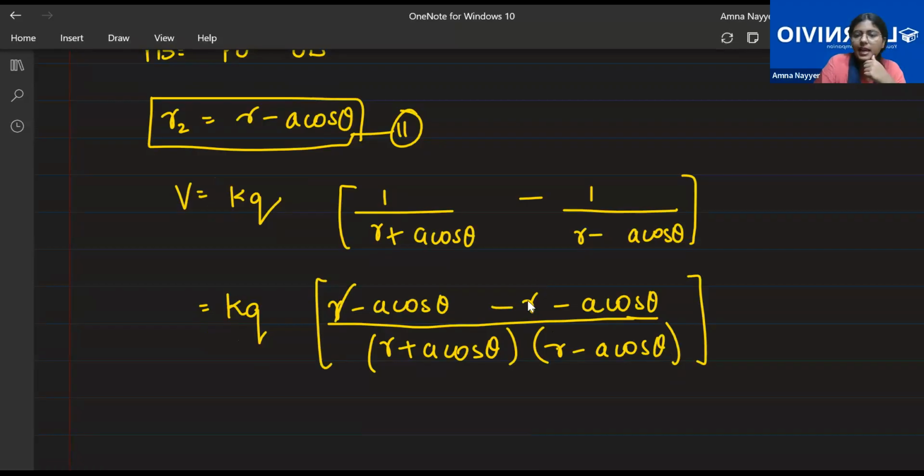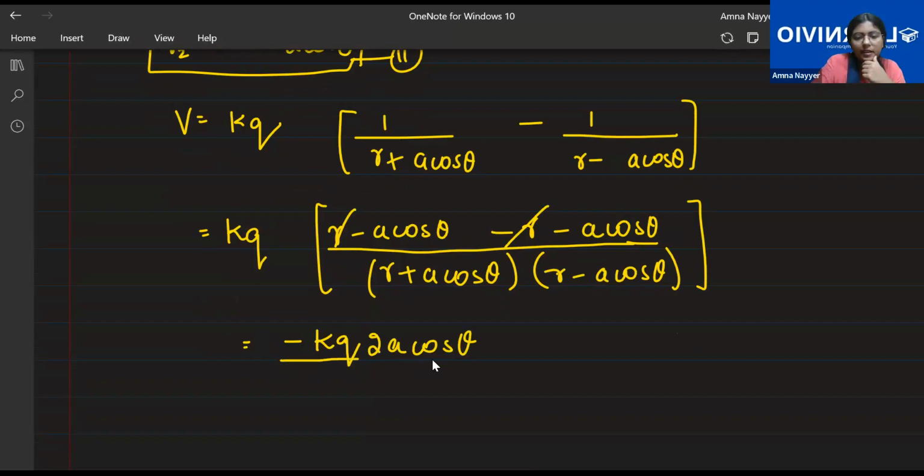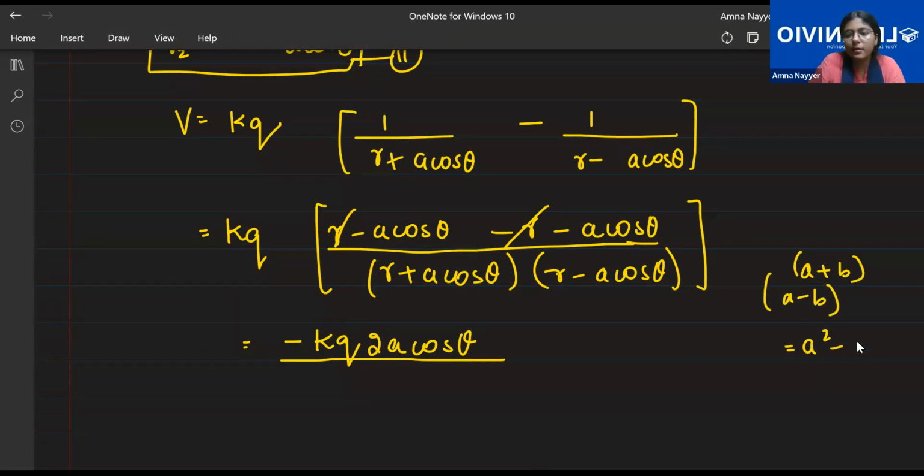Now look, R minus R will be 0. Minus A cos theta makes it minus 2A cos theta. So minus 2A cos theta divided by, plus this is A plus B into A minus B, right? A plus B into A minus B is equal to A square minus B square. So look, this can be written as R square minus A square cos square theta.